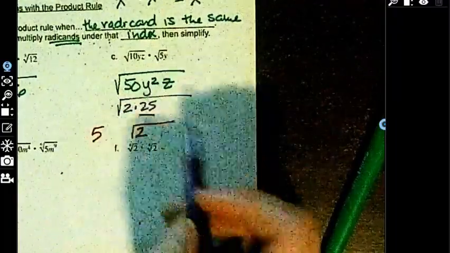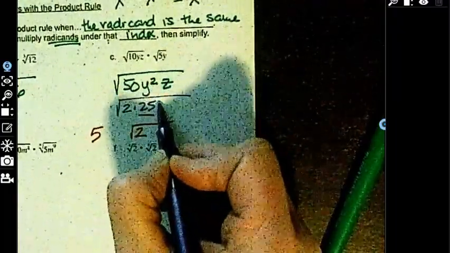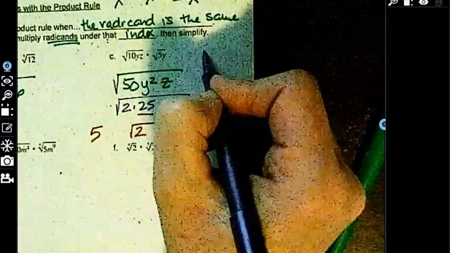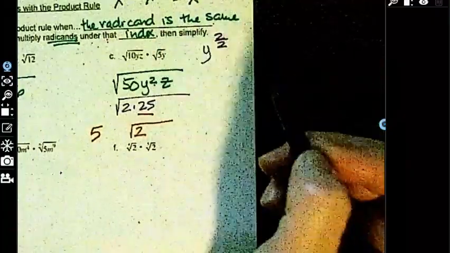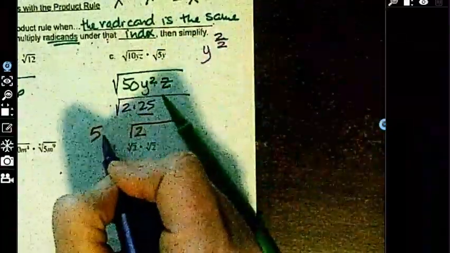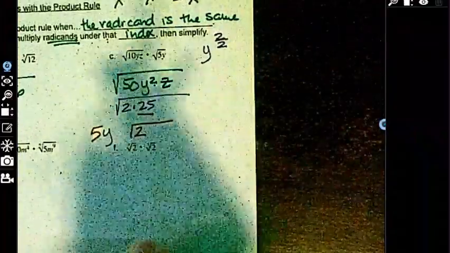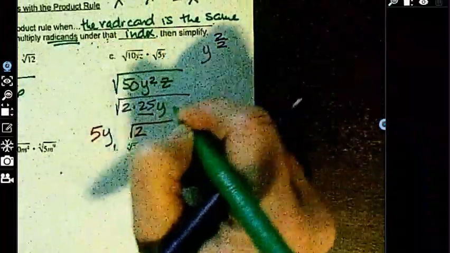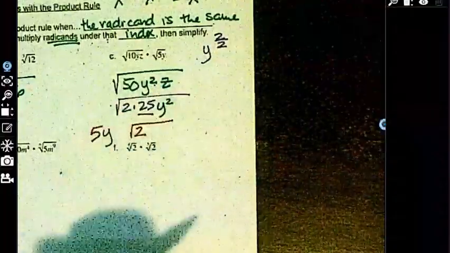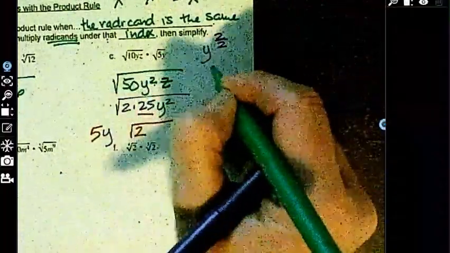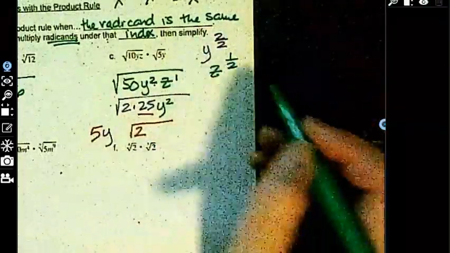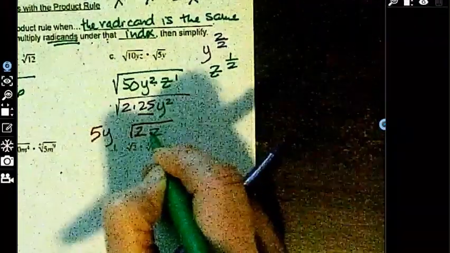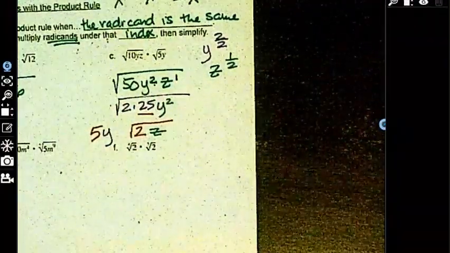But then the y squared, if you think about y, it's y to the 2 over 2. Well, that is just y, and it can come out. So this would be y squared, and that can come out as y. And then z is really z to the 1/2. When the numerator is less than the denominator, you can't do anything. You just leave it under the radical sign. All right, let's go to the next one.